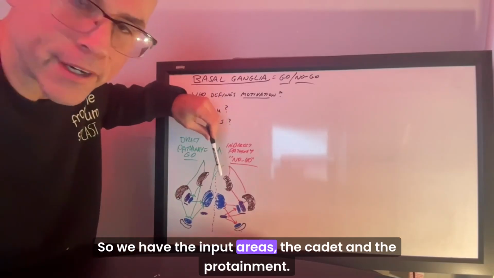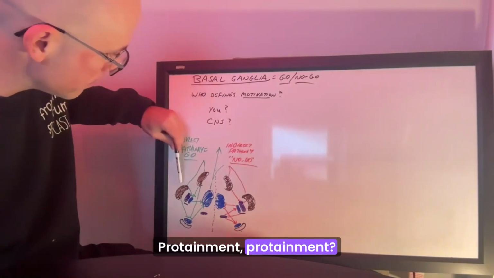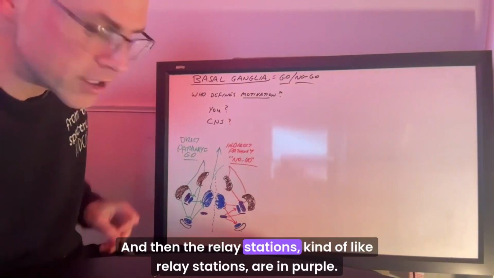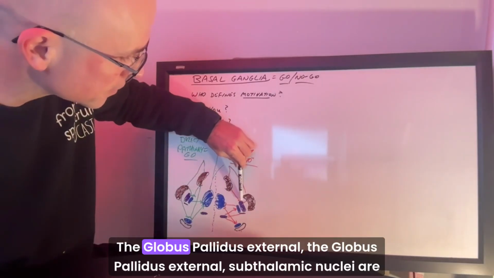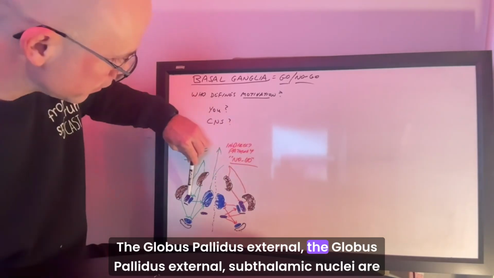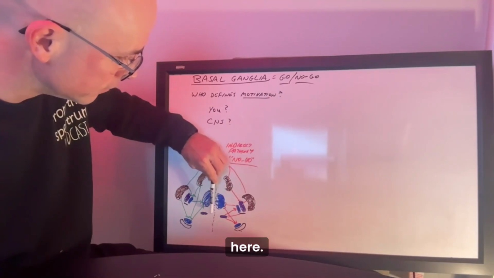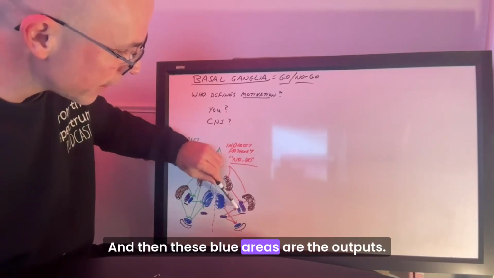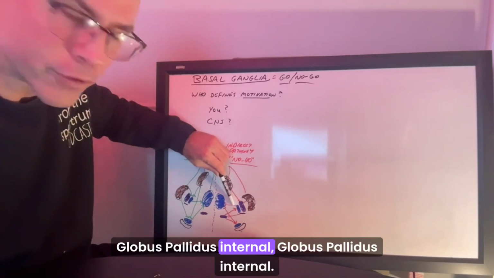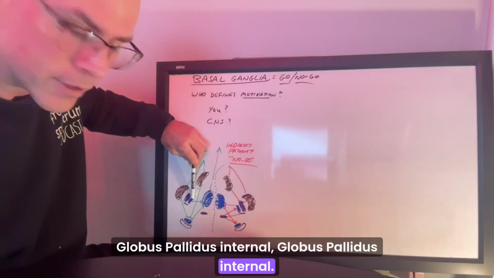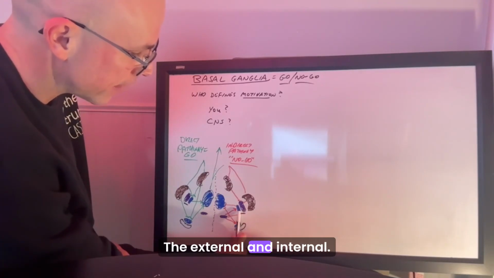So we have the input areas, the caudate and the putamen. And then the relay stations, kind of like relay stations, are in purple. The globus pallidus external, subthalamic nuclei are here. And then these blue areas are the outputs. Globus pallidus internal. Remember, the globus pallidus kind of makes a triangle. The external and the internal.